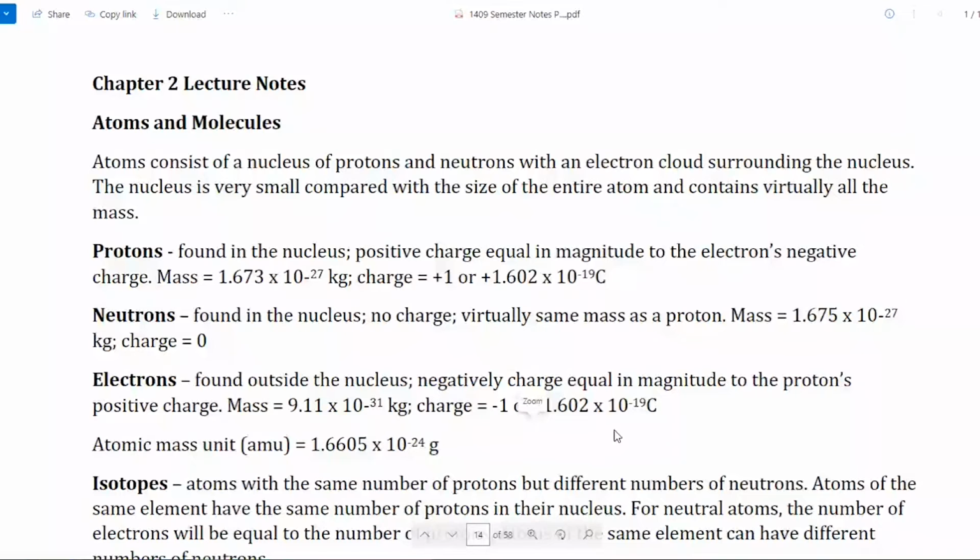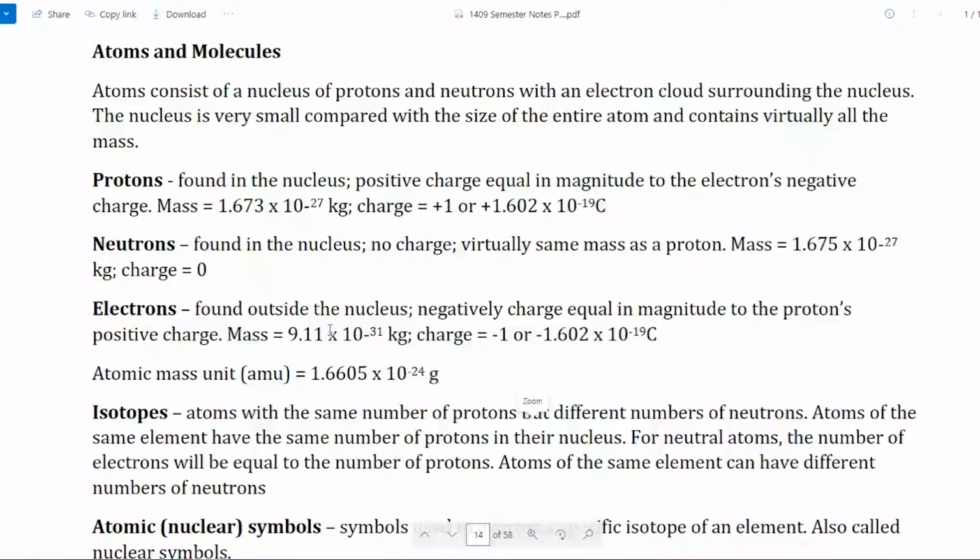But there's another big difference, or there's another note here. There's a big difference. Look at the mass. The mass of a proton is somewhere around 10 to the minus 27 kilograms, whereas the mass of the electron is somewhere around 10 to the minus 31 kilograms. And so what that means is that the electrons are far, far, far lighter than the protons. They're so much smaller than the protons.